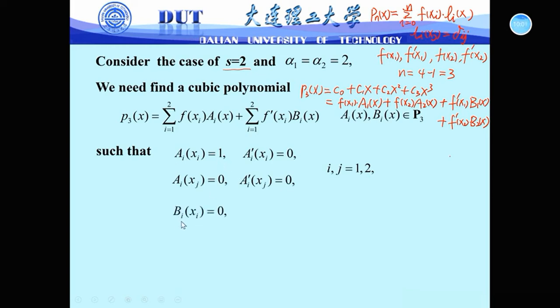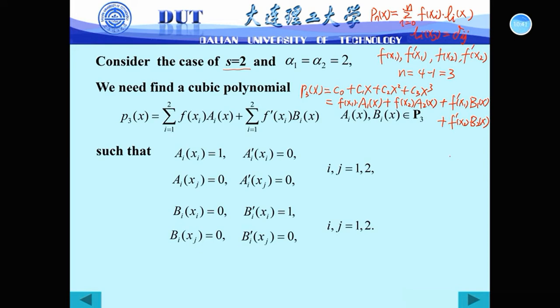And for b, because b1 and b2 correspond to derivatives, for the function values at x1 and x2, the function values of b1 and b2 should be 0. So bi(xi) equals 0, and bi'(xi) should be 1 because this is for the derivative. And bi(xj) should be 0, and bi'(xj), the derivative at xj, is 0. Also i, j equal 1 or 2. Okay, I explain to you.